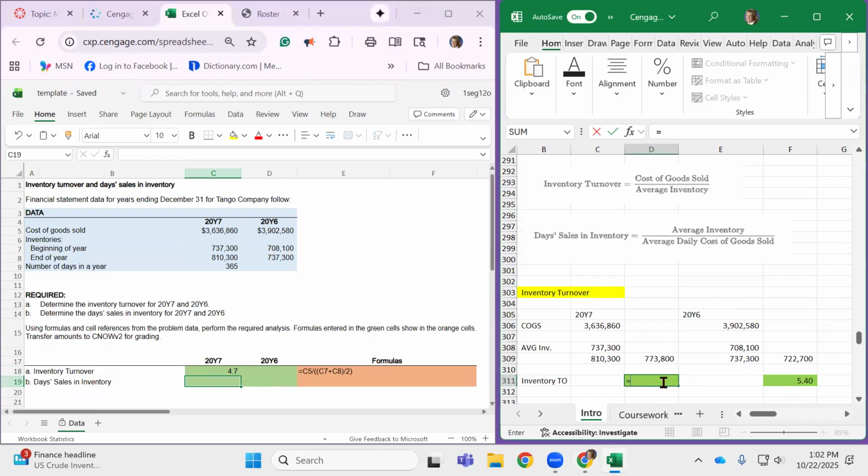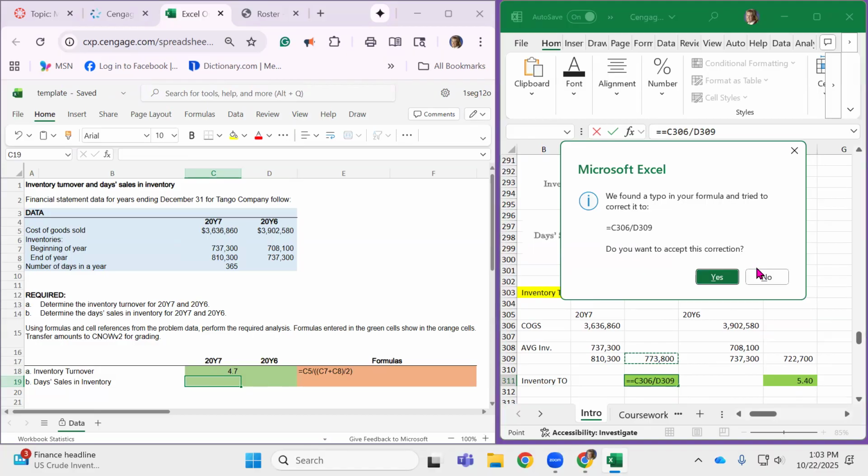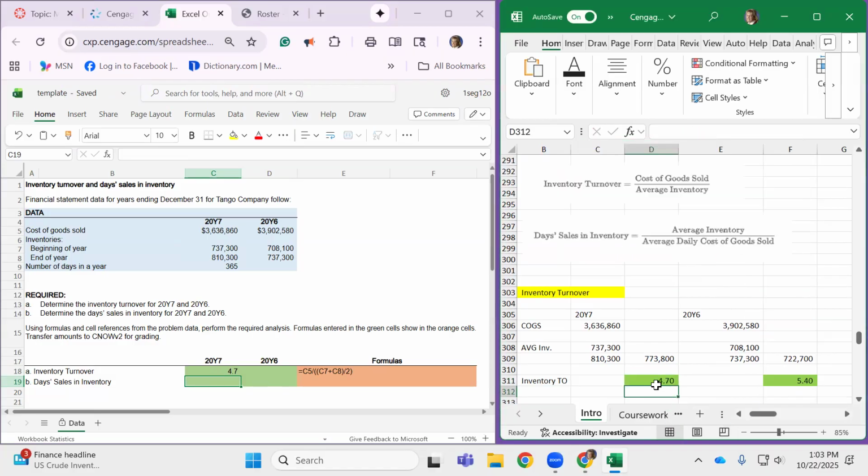Okay. So I got equals this divided by this. Let's see if it's 4.7. Okay, yes, go ahead. Yes, 4.7.